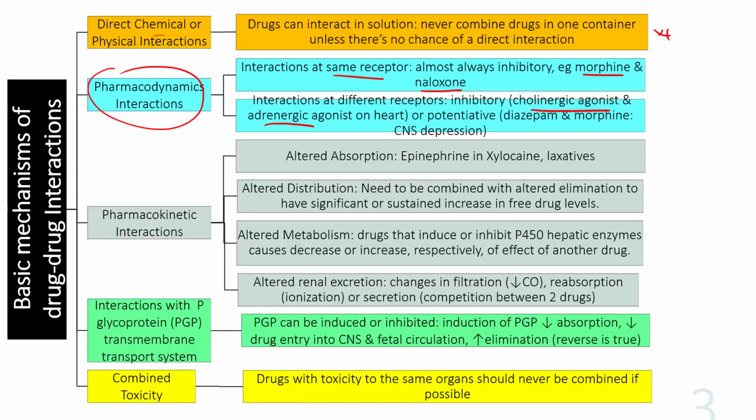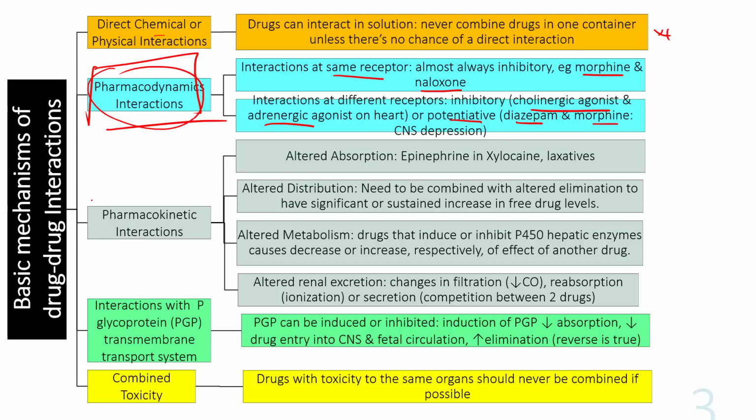Sometimes you have again a potentiative effect, so it's an additive effect. We think about diazepam and morphine. Diazepam is a benzodiazepine. Morphine acts on the mu opioid receptor, and both of them can cause depression of the central nervous system via different mechanisms, right? Diazepam through an influx of chloride ion into the cell to decrease the possibility of action potentials firing. Morphine through the inhibition of the respiratory centers in the CNS. So those are considered pharmacodynamic interactions.